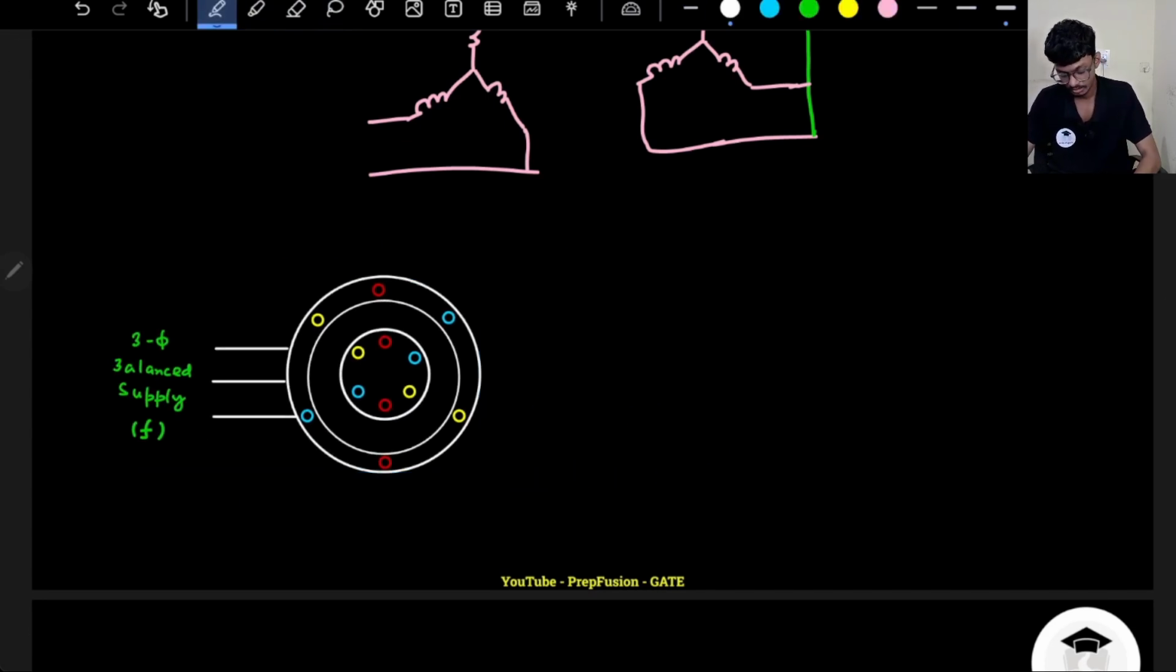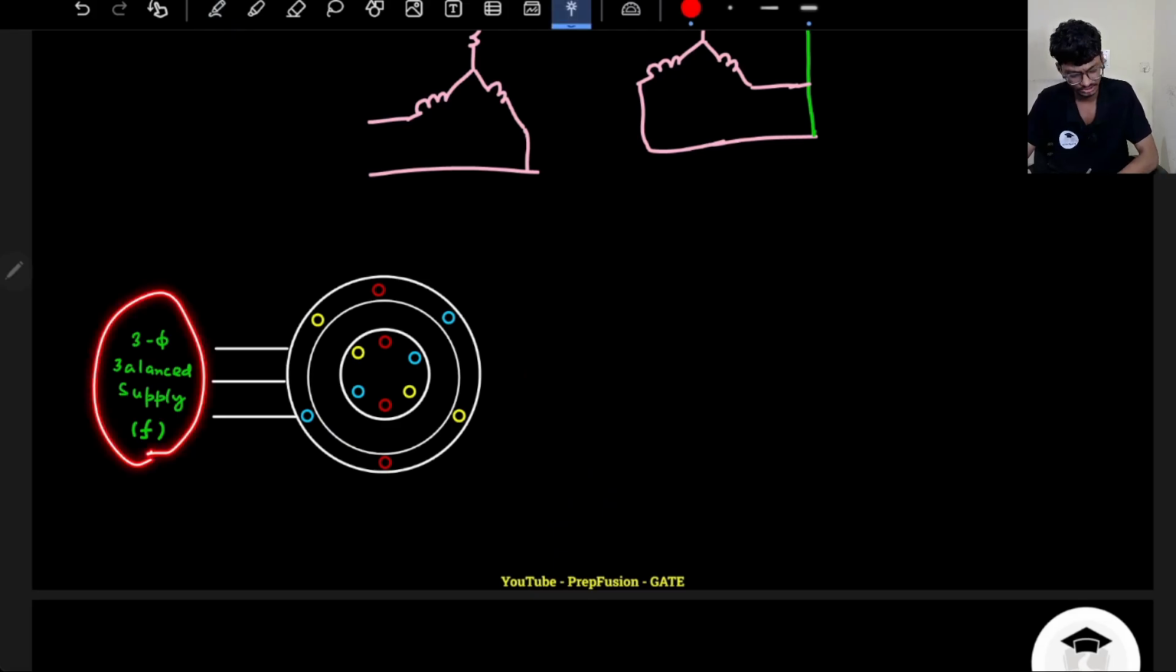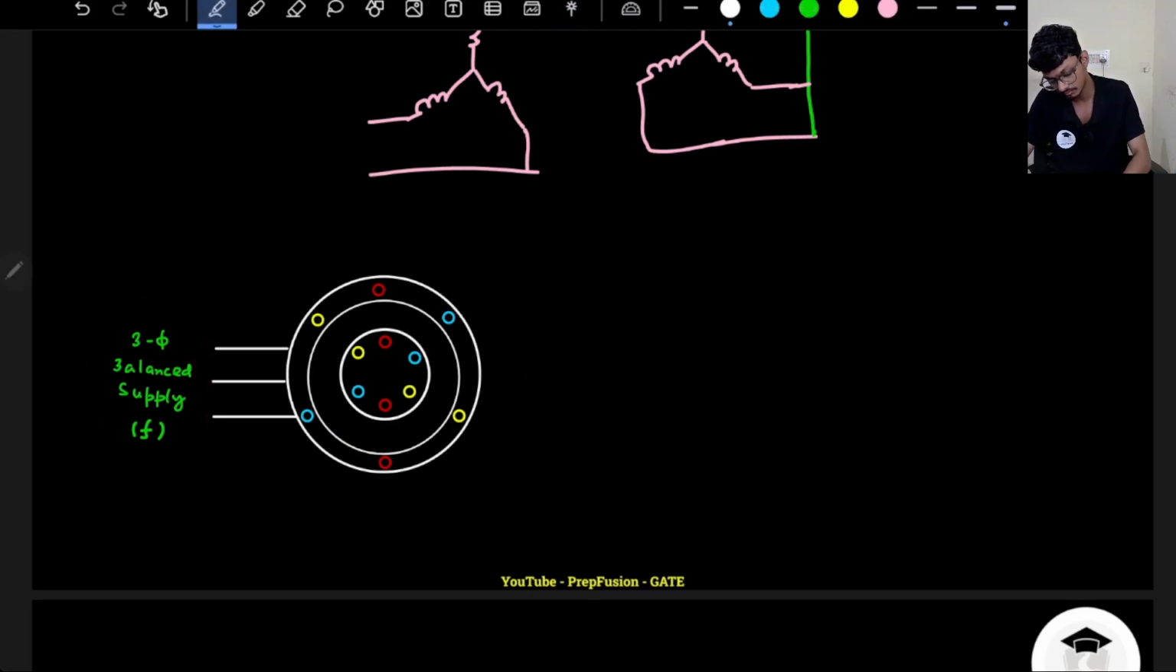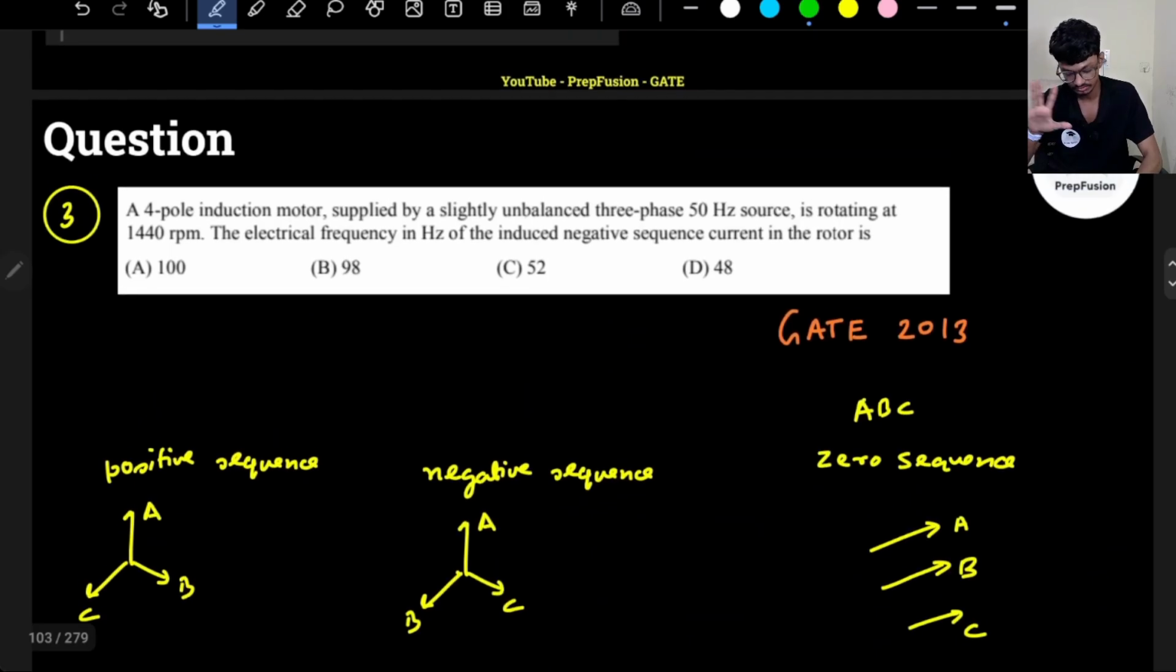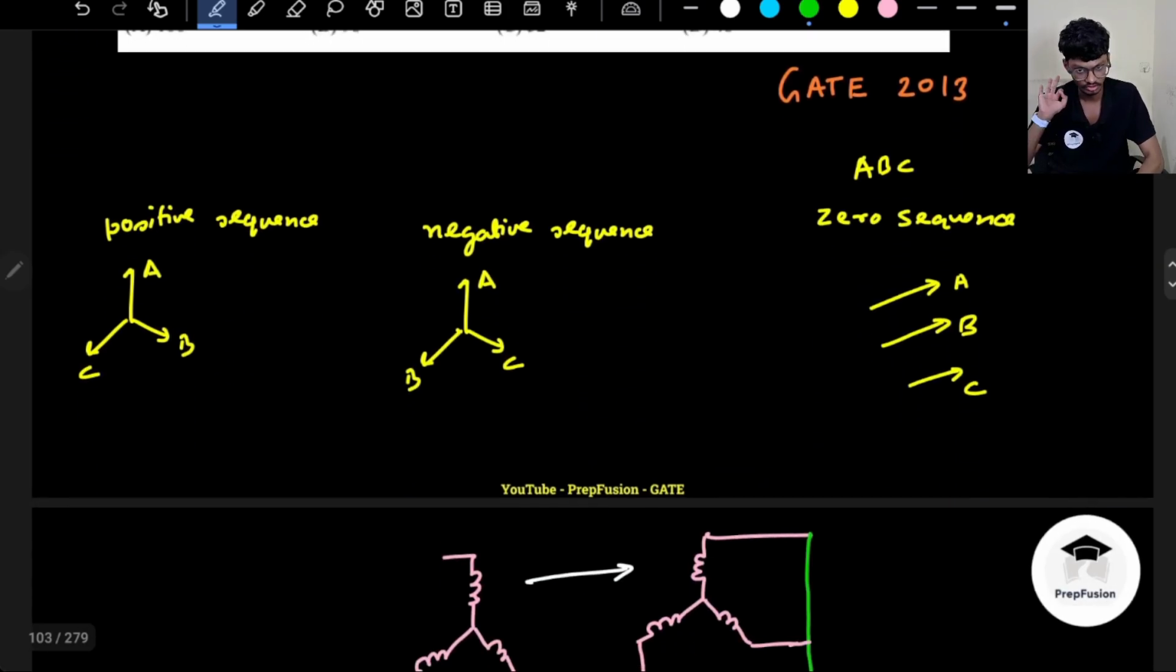So if I apply a supply which is positive sequence, then of course the rotor will rotate in the direction of the stator magnetic field. Let's say the direction of rotation of the stator magnetic field is clockwise, Ns. Then the rotor also will rotate in the same direction, Nr. That is what we know, the basic thing.